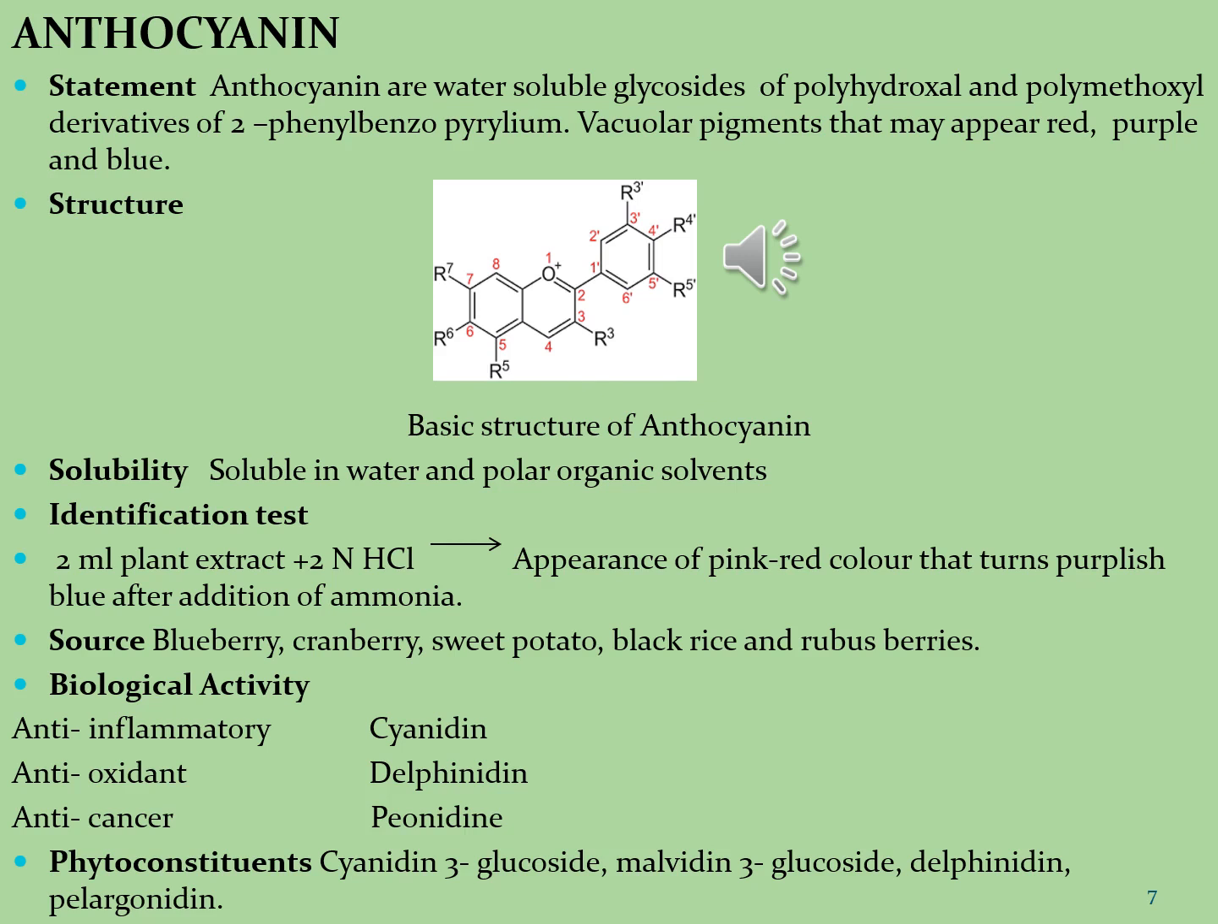Anthocyanins are isolated and extracted from blueberry, cranberry, sweet potato, black rice, and ubus berries. Now we discuss the biological activities of anthocyanin molecules. You can see over here it works as anti-inflammatory in the form of cyanidin. It works as antioxidant in the form of delphinidin and anti-cancer agent in the form of peonidin. The phytoconstituents that fall in the category of anthocyanins are cyanidin 3-glycosides, malvidin 3-glucosides, delphinidin, and last pelargonidin.